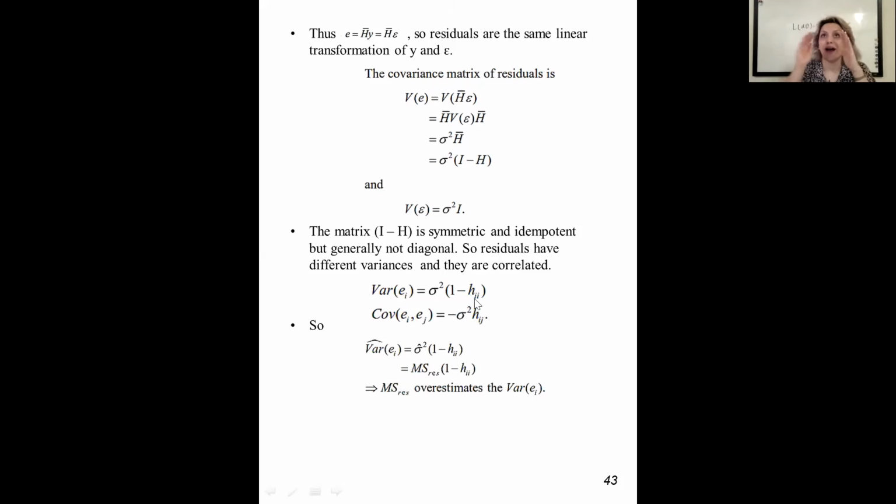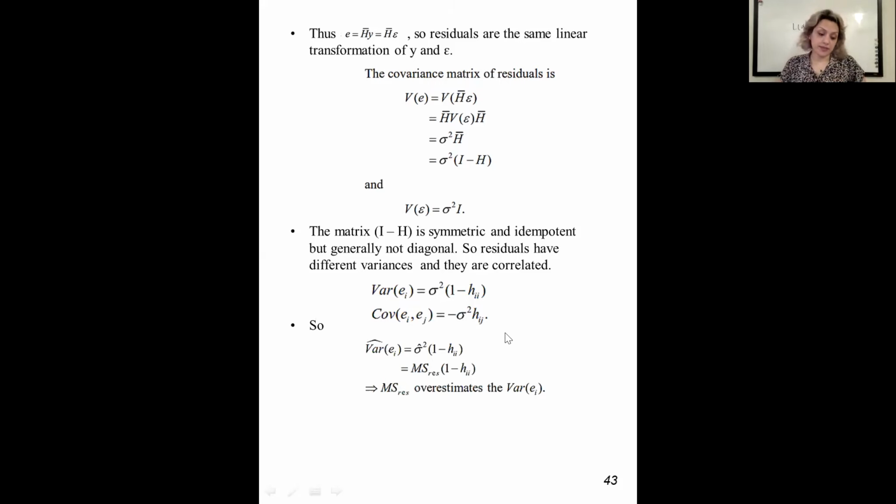When you have your hat matrix, we have an example in the tutorial parts. You will see that whatever you have on your diagonal, H11, H22, those are for the variance. And whatever you have off the diagonal, consider it for the covariance of that. So the variance estimate for e_i based on this method so far is going to be the MS of the residual times 1 minus H_ii.